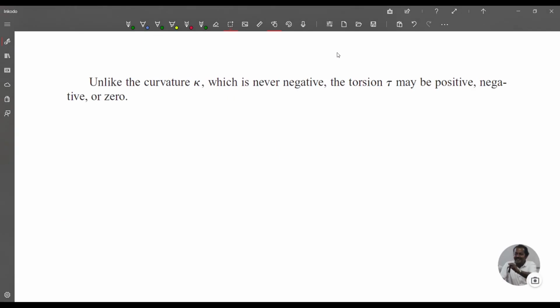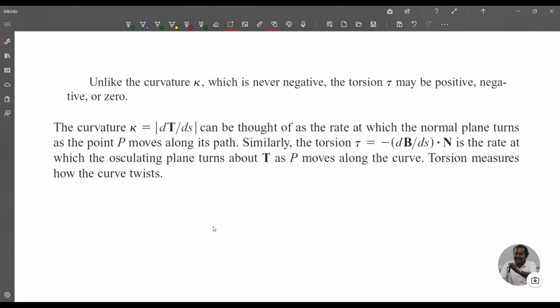Now we can see some properties of torsion. Unlike the curvature, which is never negative, the torsion may be positive, negative or zero. The curvature kappa, equal to modulus of dT/ds, can be thought of as the rate at which the normal plane turns as the point P moves along the path. Similarly, the torsion tau, equal to minus dB/ds dot N, is the rate at which the osculating plane turns about T as P moves along the curve. So torsion measures how the curve twists.